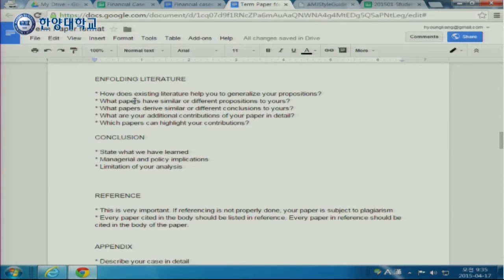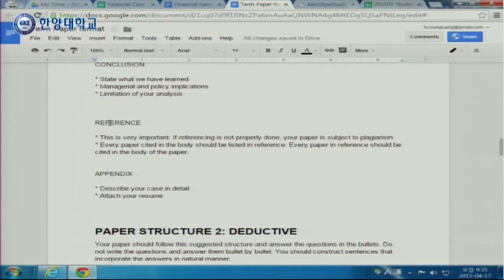Done. And then this is the end of your paper, but you still have an important part, which is the reference. This is very important. Without this done properly, your paper is subject to plagiarism. So again, this part is very important. And then the appendix. In the appendix, describe your case and attach your resume. Some academic papers ask you to put your biography in the paper. I know it may be too hard to write down the biography of the authors. Actually, they are you. So instead of writing a biography, just attach your resume. Done.